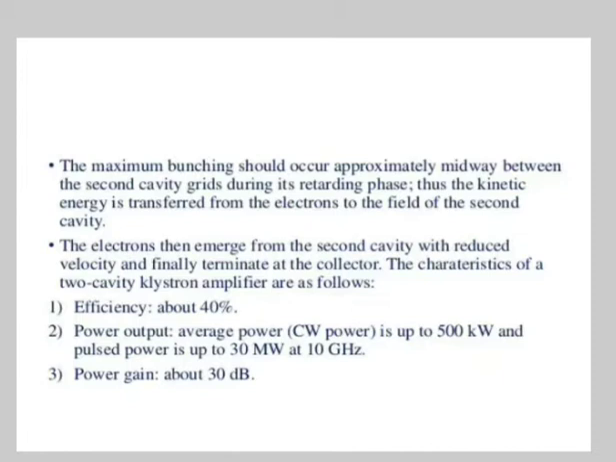Now the characteristics of the two cavity klystron amplifier: its efficiency is about 40%. Its average power is up to 500 kilowatt and burst power is up to 30 megawatt at 10 gigahertz. Power gain is about 30 dB.